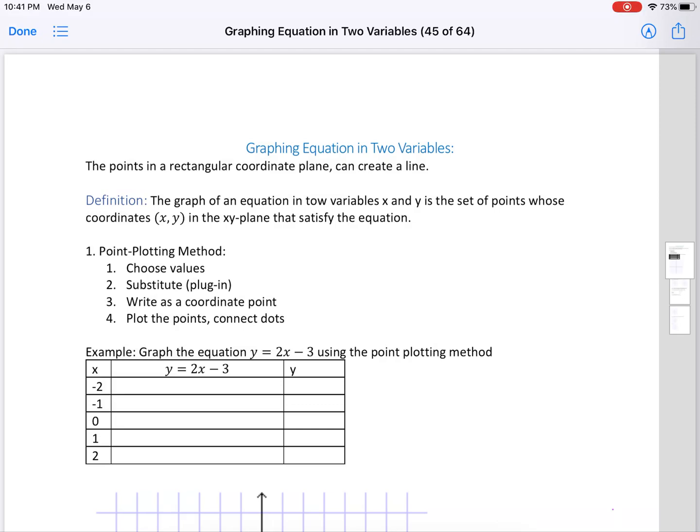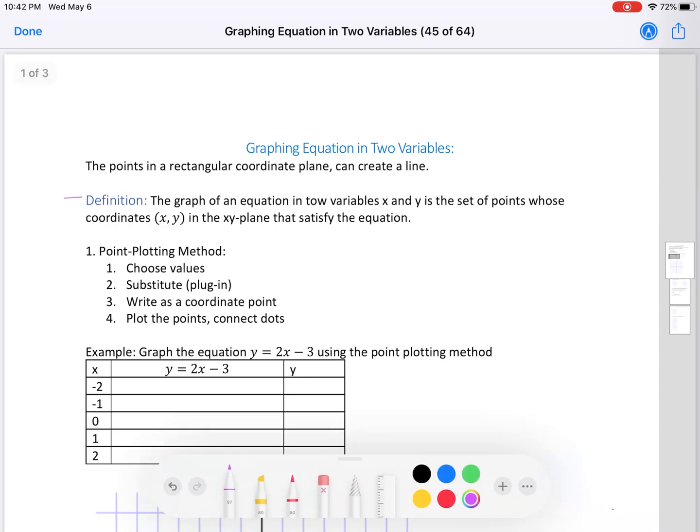Hello. Today's lesson is graphing equations in two variables. To graph an equation, we're going to recall how to plot points on a Cartesian plane. We learned that in the past, and we can make a collection of points which can create a line. So let's start off with our definition.